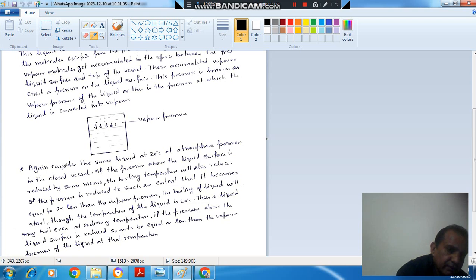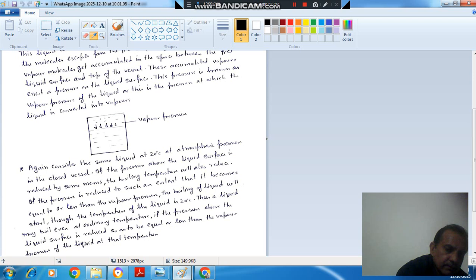Now reading this out: again consider the same liquid at 20 degrees Celsius at atmospheric pressure in a closed vessel. If the pressure above the liquid surface is reduced by some means, the boiling temperature will also reduce. If the pressure is reduced to such an extent that it becomes equal to or less than vapor pressure, the boiling of the liquid will start. Though the temperature of the liquid is 20 degrees Celsius, the liquid may boil even at ordinary temperature if the pressure above the liquid surface is reduced so as to be equal to or less than the vapor pressure of the liquid at that temperature.